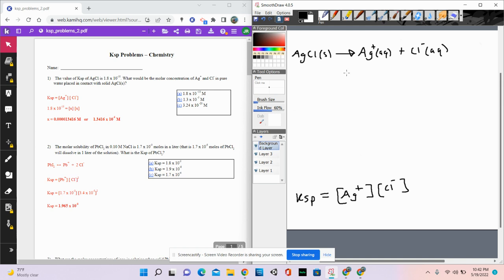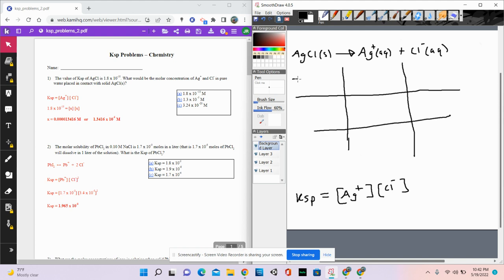Okay, so to solve for the molar concentration of these two substances, we will first make an ICE diagram. Initial, change, equilibrium. We can ignore the solid silver chloride completely because it is a solid, and in ICE diagrams we do not count solids as concentrations in a liquid solution. We only count aqueous substances.